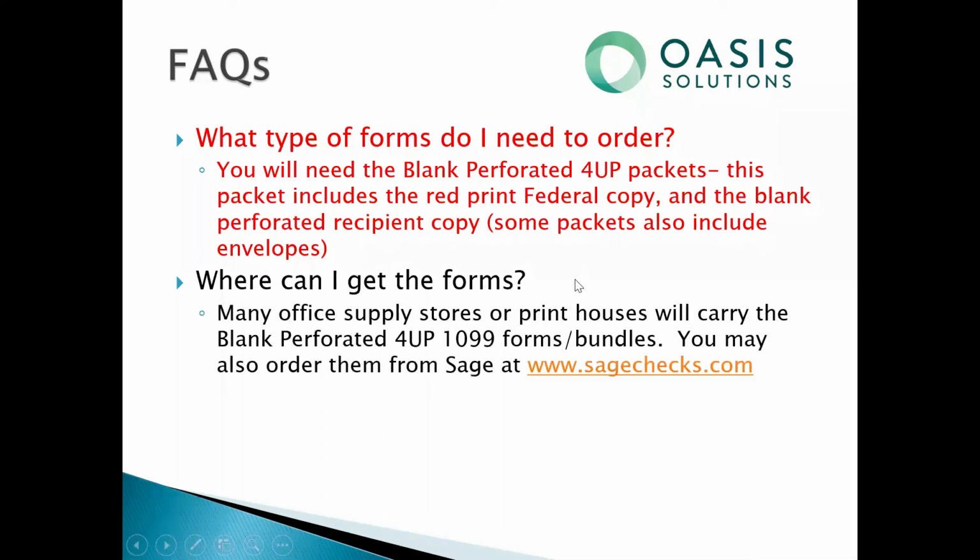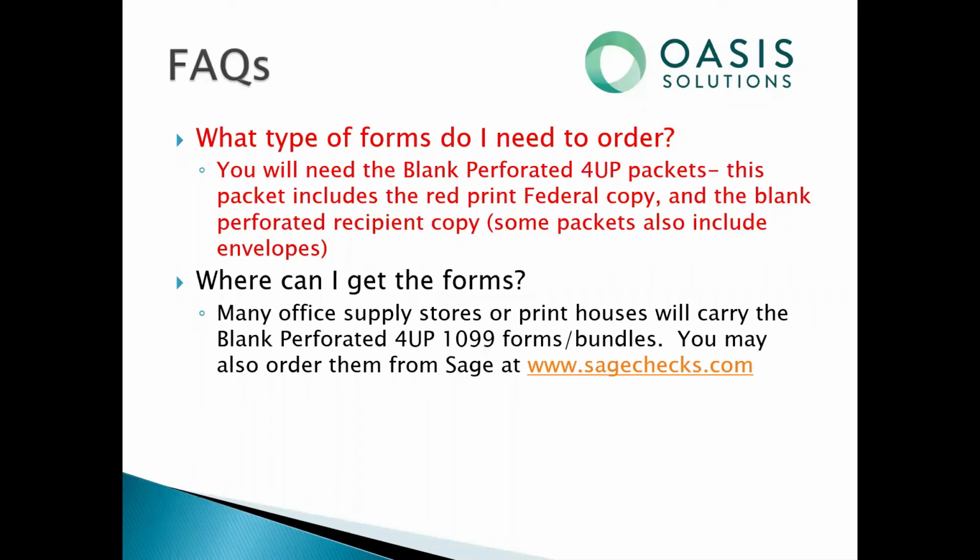So in asking where you can get those forms, you will probably already have received an advertisement or solicitation from Sage to purchase the forms through them, and you certainly can do that, but it is not required that you purchase the forms through Sage. You can go to any office supply house, Office Depot. A lot of the printers that you might work with would carry those blank forms. So you can order from Sage or you can order from your local supplier. It does not matter.